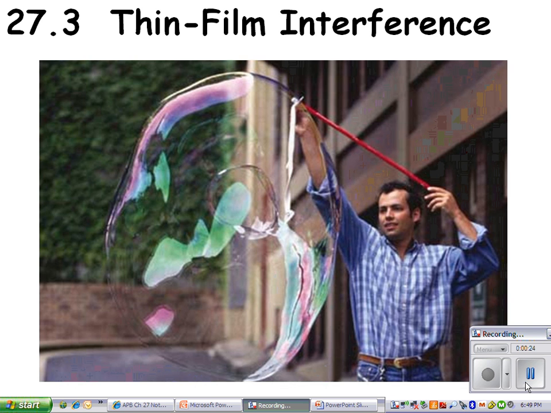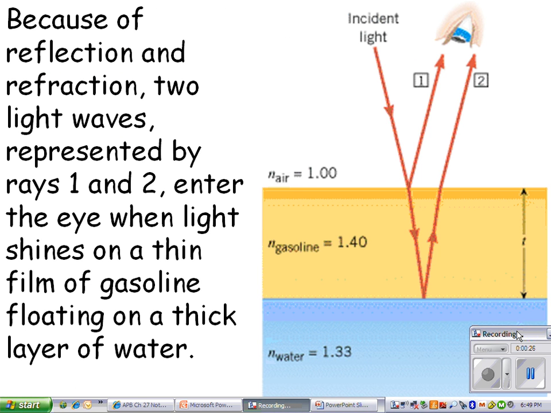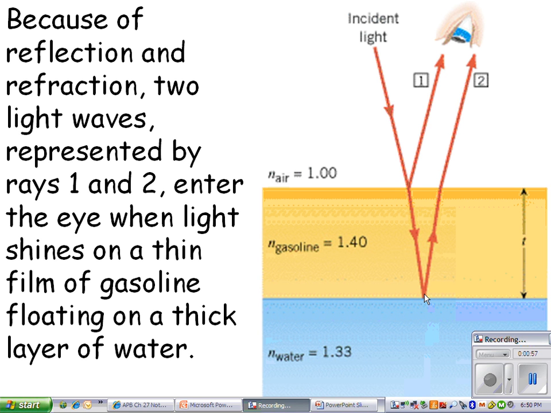Here is a view of incident light coming in, traveling in the air, hitting a thin film, in this case of gasoline, and the gasoline is floating on top of water. So you have light coming in, reflecting off the gasoline to the person's eye. This is ray number 1. But you have partial reflection, but you also have partial transmission of the light traveling down and bouncing off the water. Yes, some light does keep traveling through the water, but we're not concerned with that at this point. This light bounces off the water interface, comes up, and refracts towards the eye as well.